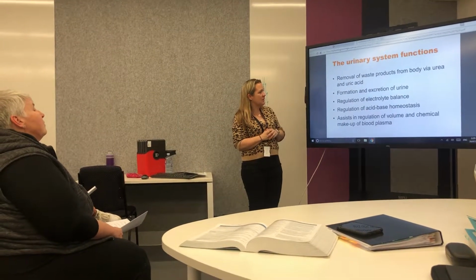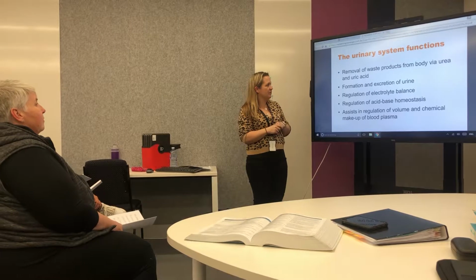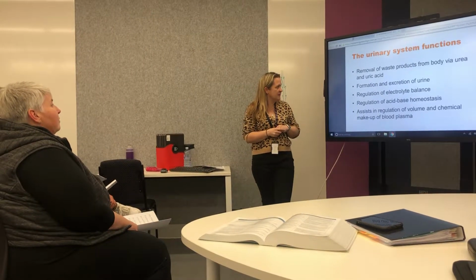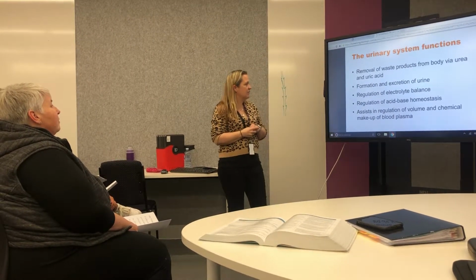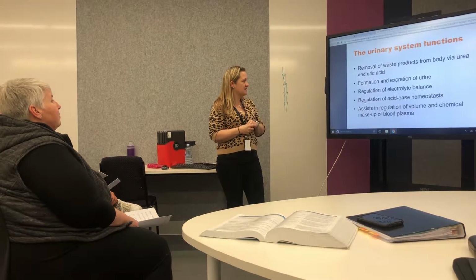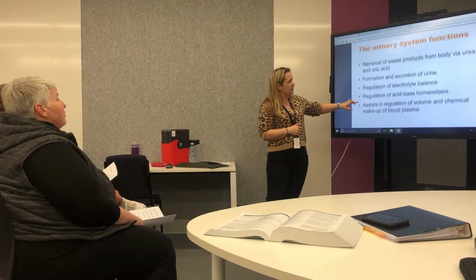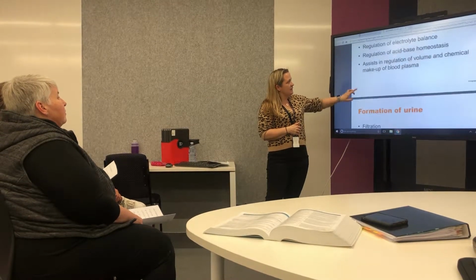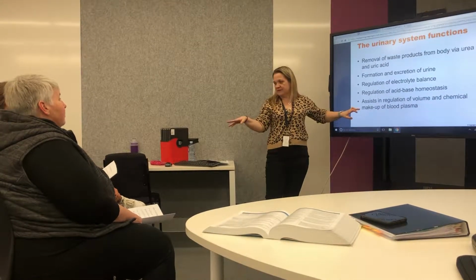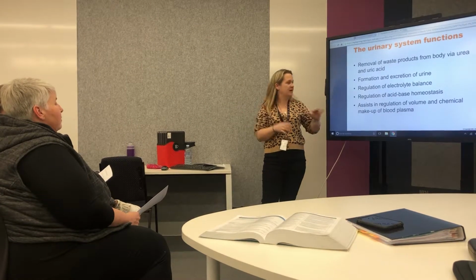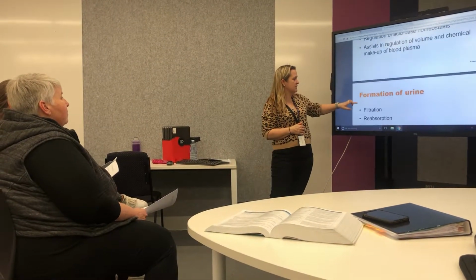So these are just the functions. Removal of waste products from the body via urea and uric acid. It forms and excretes the urine, regulates our body's electrolytes and acid balance, and assists in the regulation of our blood volume. All of this stuff that's on here, I've printed on those pieces of paper so that you can take them home and have some notes of what we actually need.